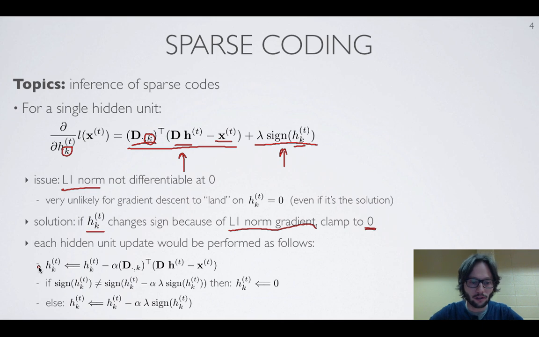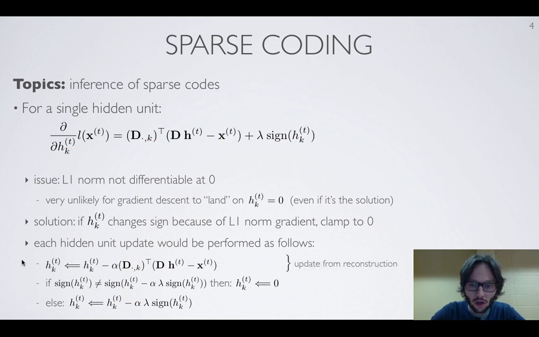So that yields the following algorithm. First, we update each hidden unit based on the gradient descent update rule for only the reconstruction. We take the previous value and subtract some step size or learning rate times the gradient of the reconstruction. Then we check whether the sign of the new value for the hidden unit is different from the sign of the same hidden unit after we apply the gradient update based on the gradient for the L1 norm.